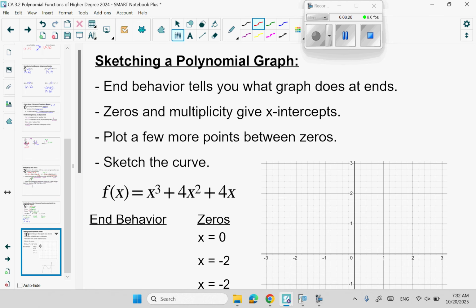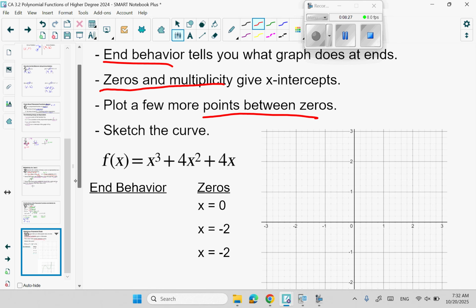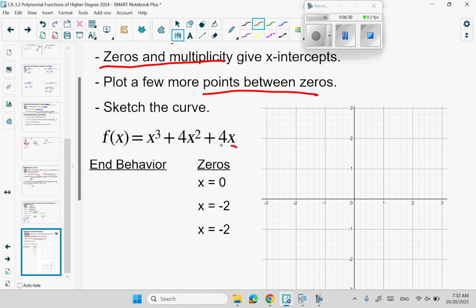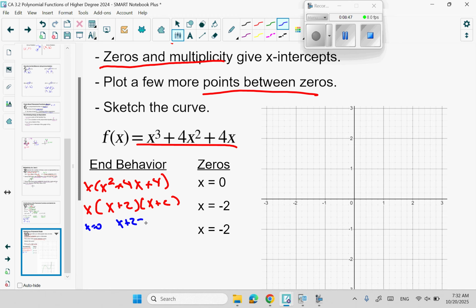Okay. Sketch a polynomial graph. First, you understand the end behavior, find the zeros and multiplicity, and then you plot points between the zeros. So here, we can factor out an x, so I get x squared plus 4x plus 4. I can factor that. What multiplies to 4 and adds to 4? That'd be plus 2 plus 2. Set them all equal to 0. We would get x equals 0, x plus 2 equals 0, x plus 2 equals 0. So we get x equals negative 2, x equals negative 2, which is what I have here.